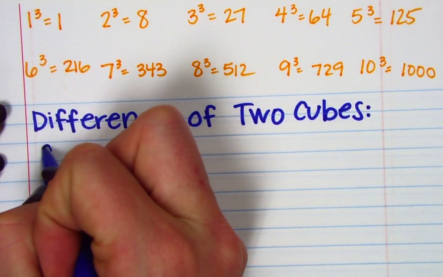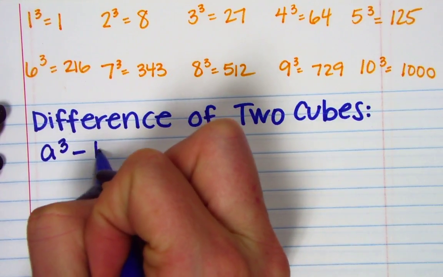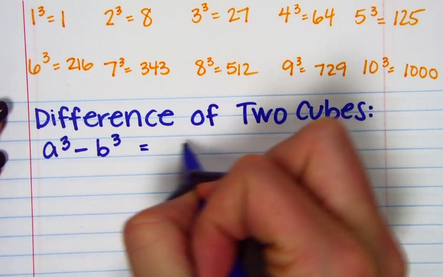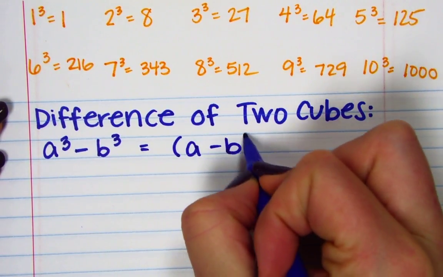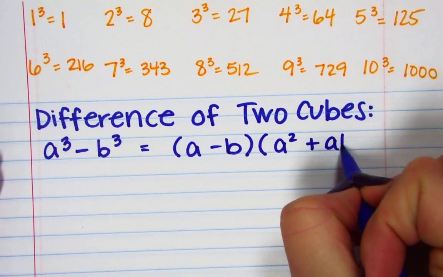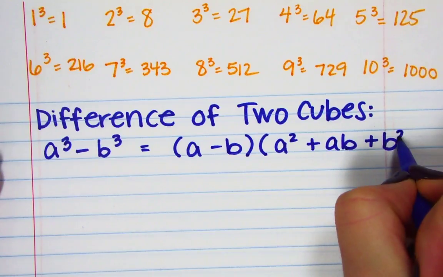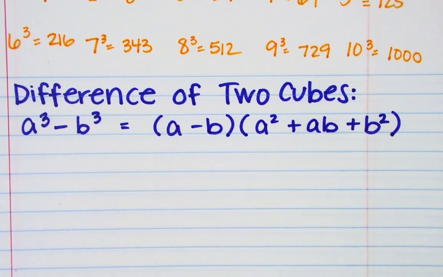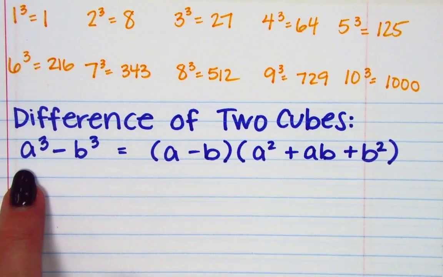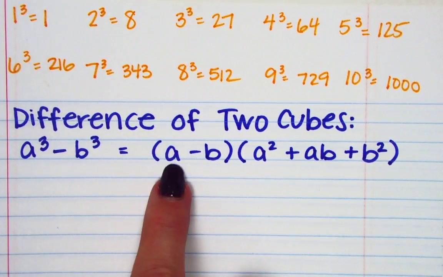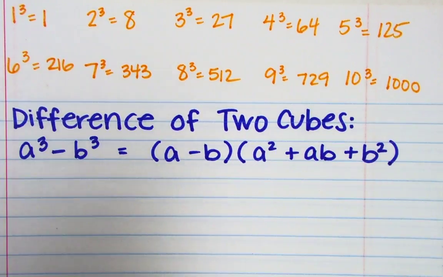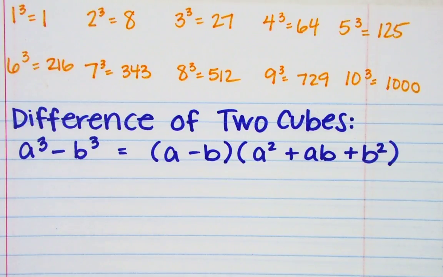The formula is this. If it's a cubed minus b cubed, then to factor it will be a minus b times a squared plus ab plus b squared. So when we do a problem, we're going to figure out what a is and what b is, and then you just plug it into all the places you see in this formula. This is a different a and b than on ax squared plus bx plus c.